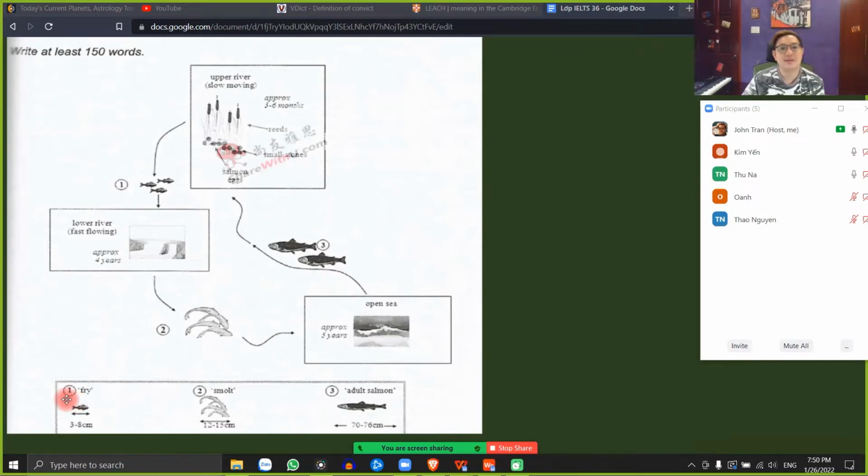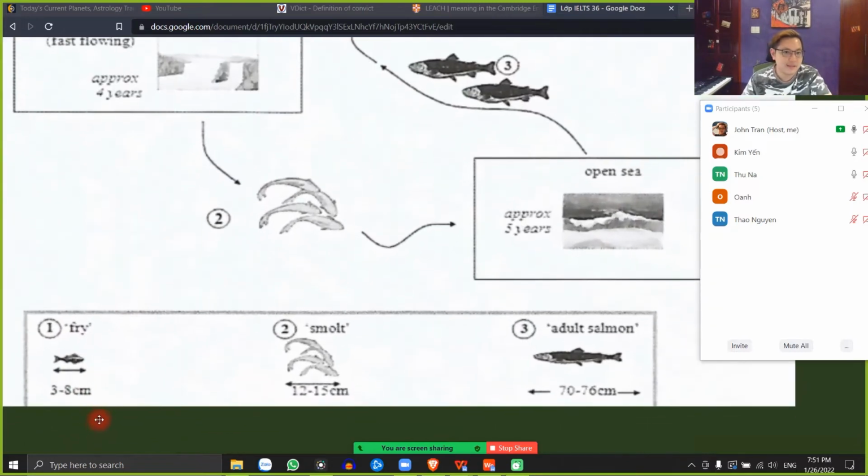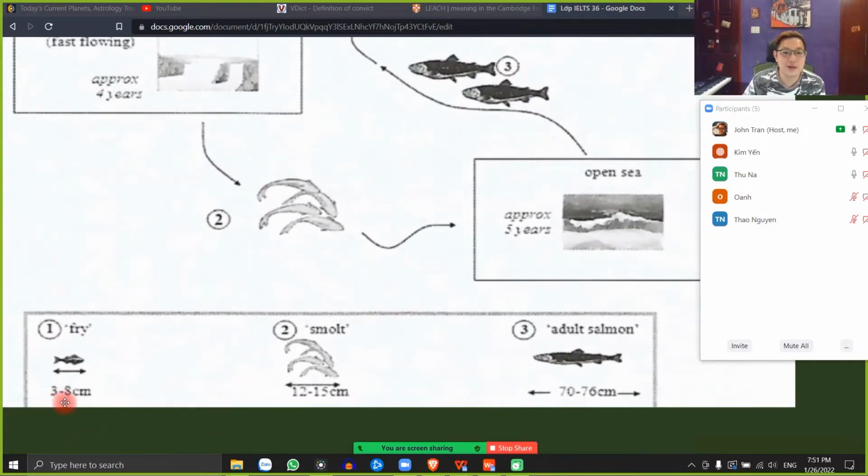Anyway, so number 1, it's fry. Basically, the fish is called fry. And as you can see here, they say fry from 3 to 8 cm in length.